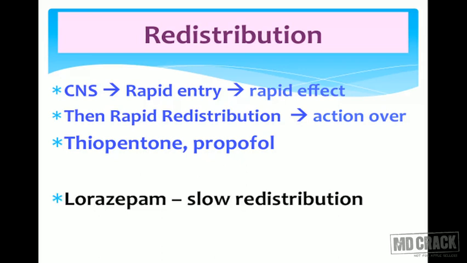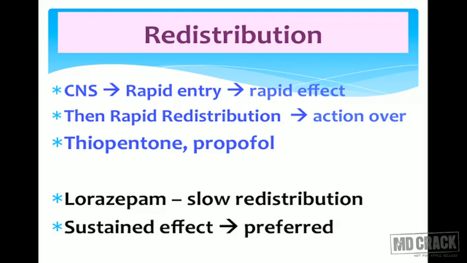On the other hand, there are some drugs which have got a slow redistribution. For example, there is lorazepam from benzodiazepines. It goes inside the central nervous system and comes out of the CNS very slowly. And because it comes out very slowly, it stays there over a long period of time, and this is why in some situations for the sustained effect, lorazepam is preferred.